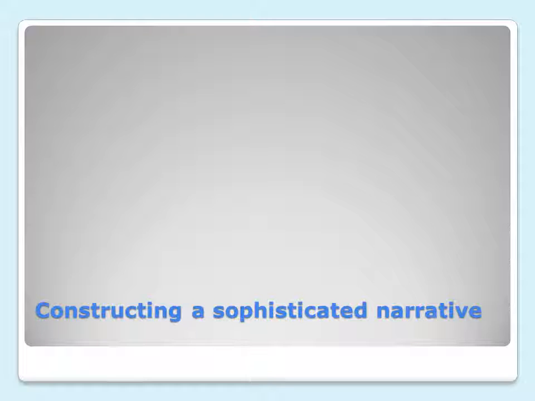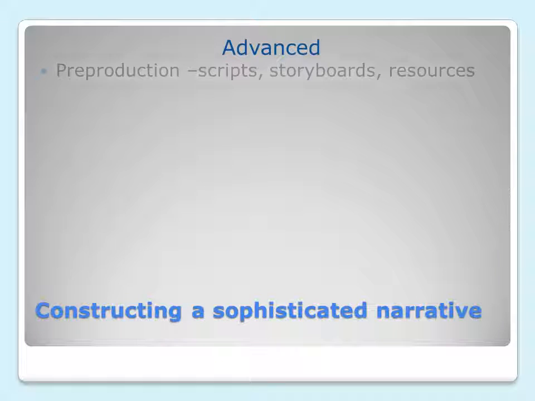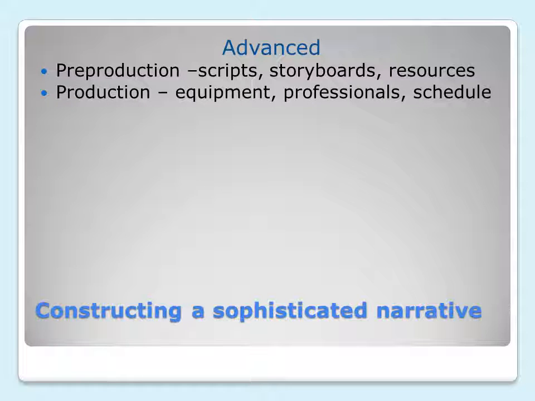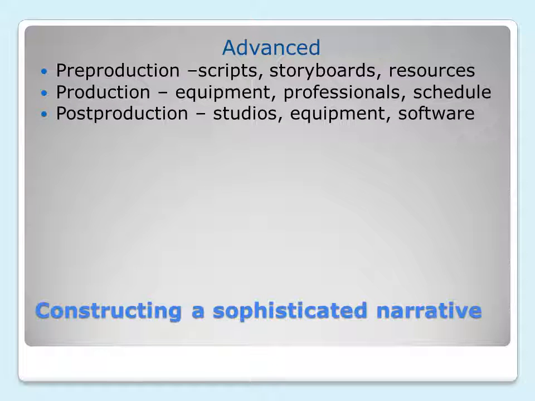The next step is obviously when you've gone to a very different level and you're trying to construct a sophisticated narrative. So this involves the three steps of pre-production, production, and post-production. So you're looking at involving a lot more people, you need a lot more equipment, you often need to engage professionals, and as you can see from that list, there's a lot more rigmarole, time involved, money, resources.